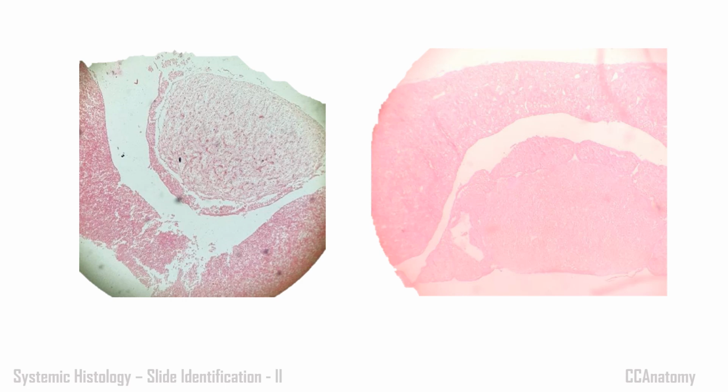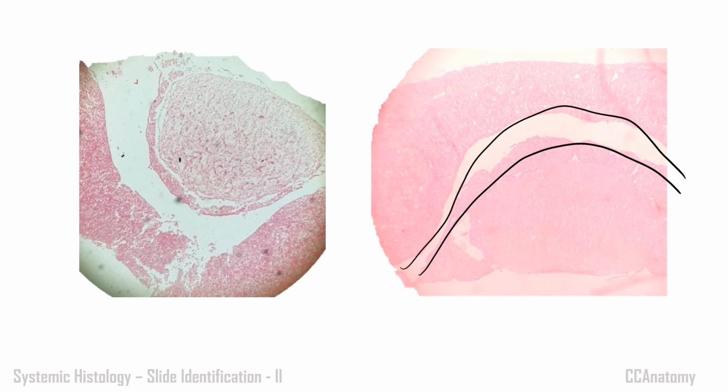Then this is one of the typical slides where you can see a cleft-like space in between. Don't confuse this cleft with the tonsillar cleft, where the cleft is lined by epithelium. What is that epithelium? That is stratified squamous non-keratinized epithelium, and you can see some lymphoid aggregation also in the tonsil.